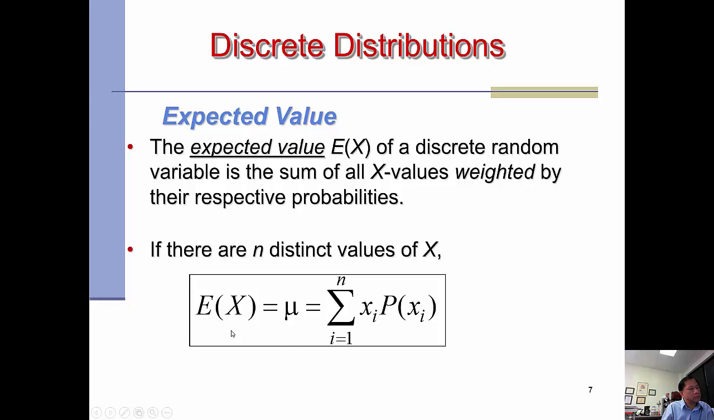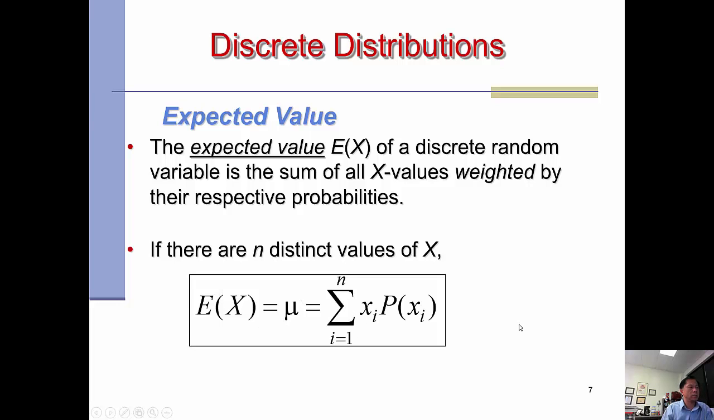The mu, or expected value, is the big sigma here, which means the sum: add them all up from the first one to the nth one, xi, the individual x values, times P(xi), the probability associated with each and every one of those x values. So basically, just x times P(x) added up, that's your expected value.